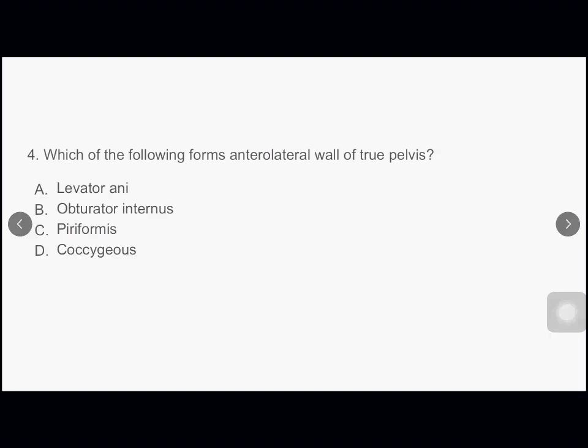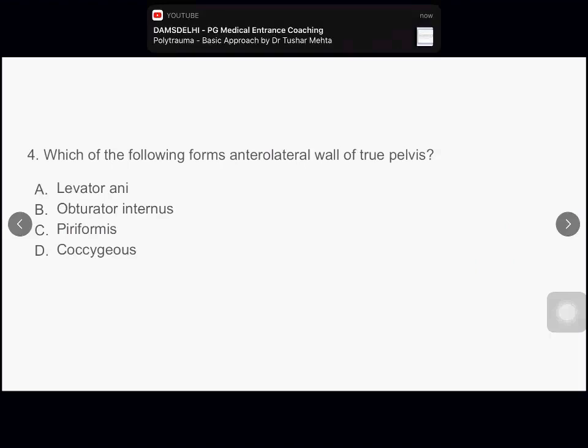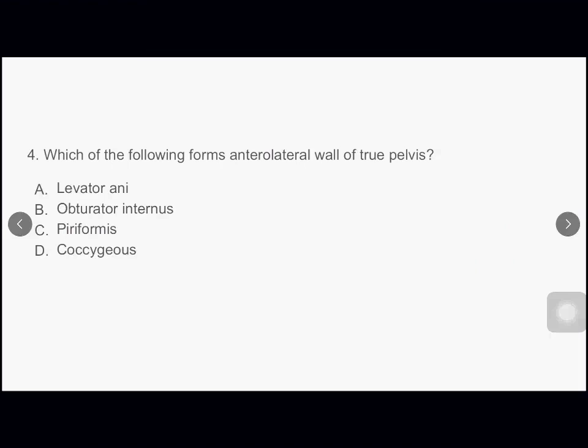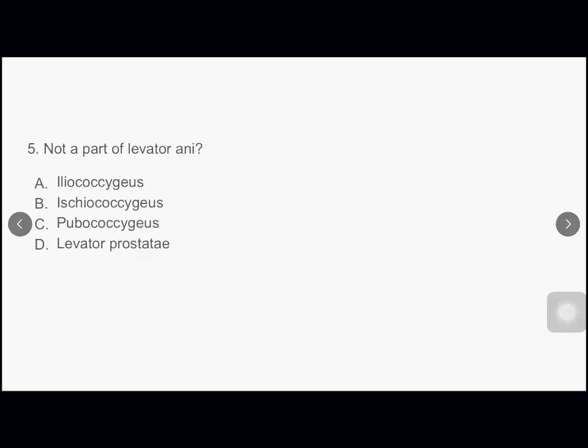Which of the following forms the anterolateral wall of the true pelvis? I told you in the pelvis you have a foramen, and the muscle covering that foramen was? Yes, very good. It is the obturator internus muscle. So this forms the anterolateral wall of your true pelvis.